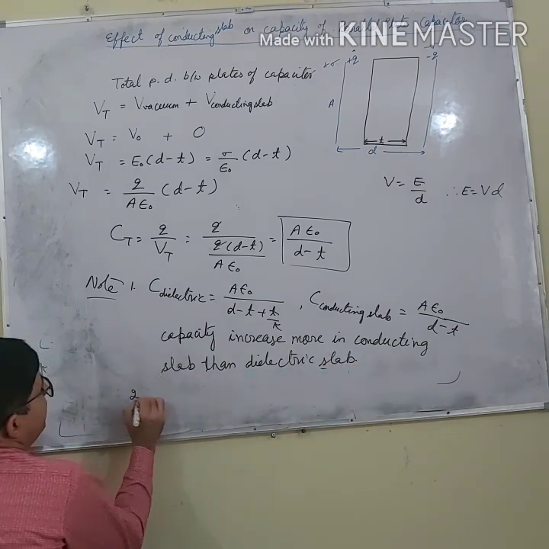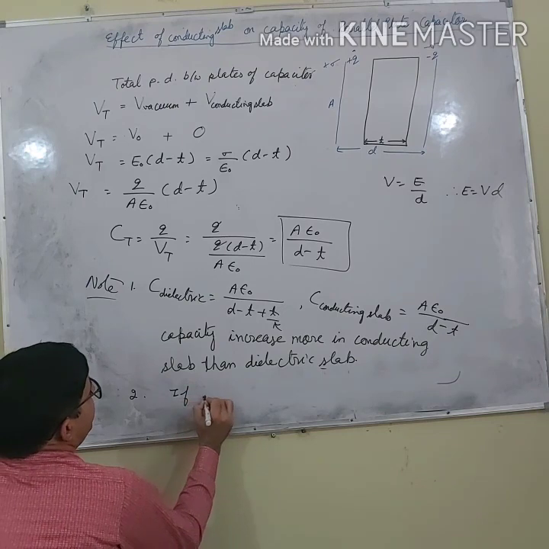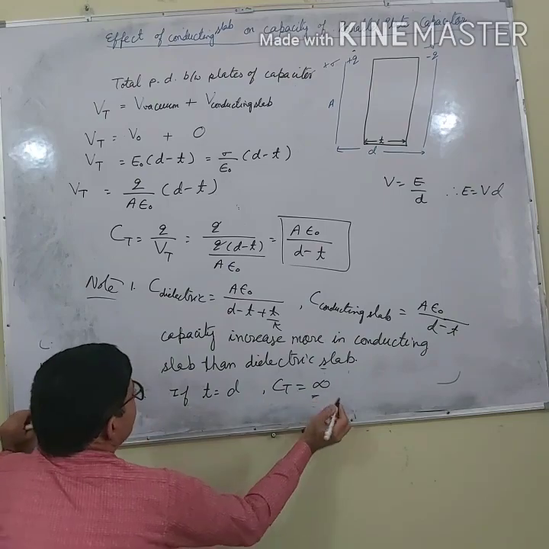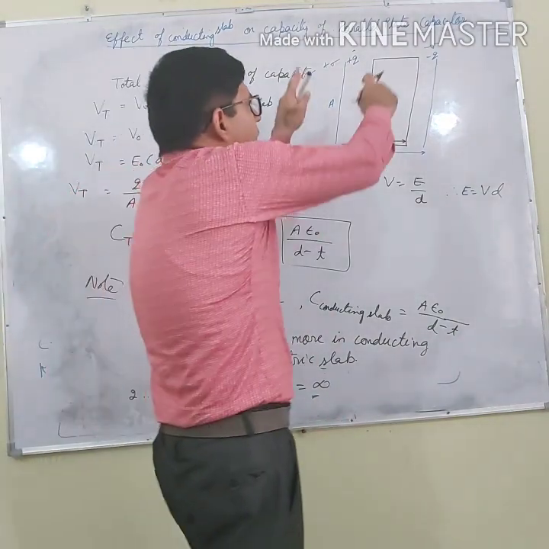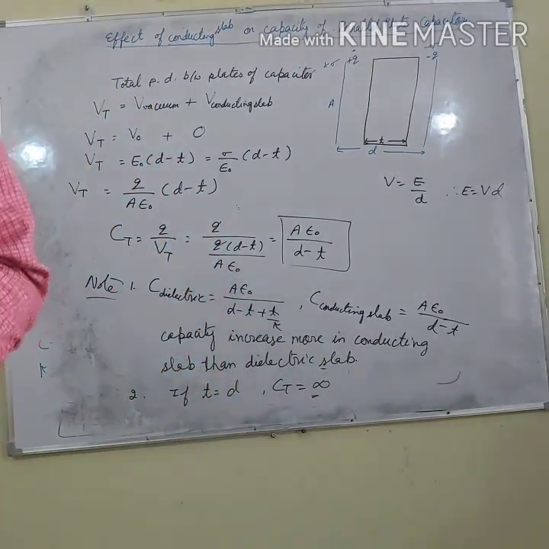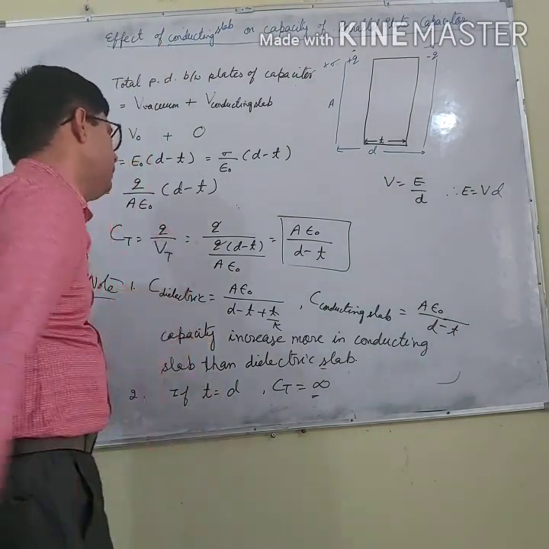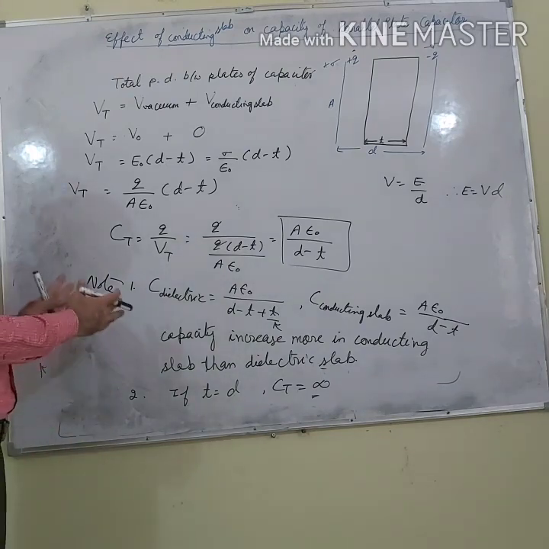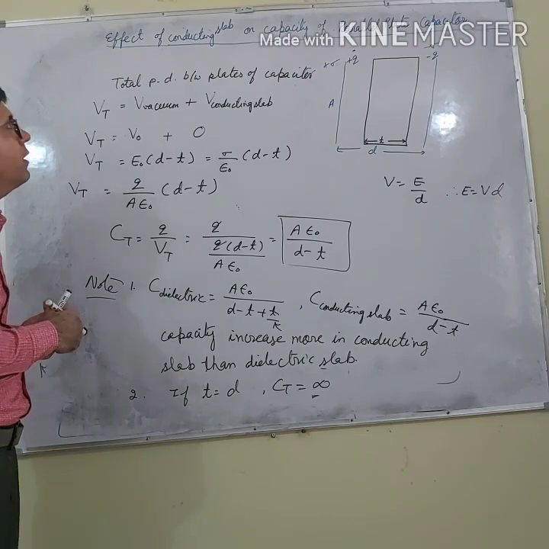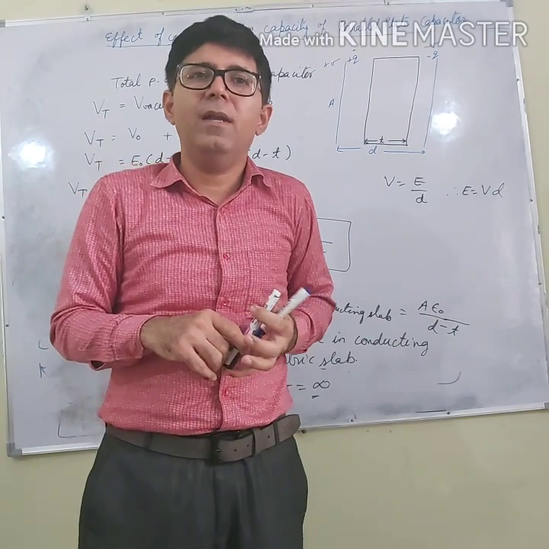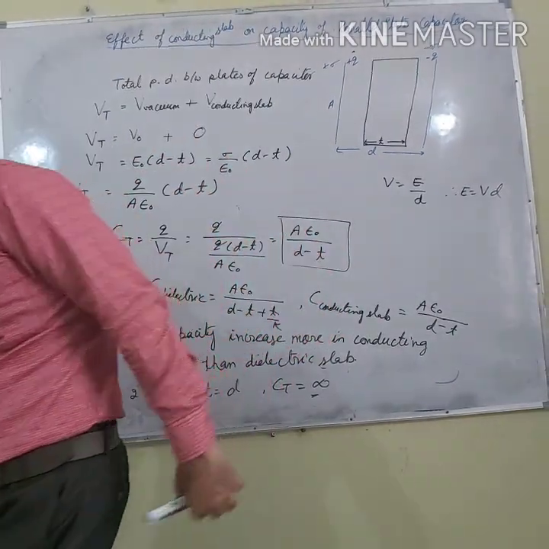And what is the second point? If t equals d, then what will be C? It will become infinity. If between the plates of a parallel plate capacitor the entire space is filled with a conducting slab, what will happen? Capacity will become infinity. So overall we can say that with the introduction of the conducting slab, the capacity of a parallel plate capacitor increases.